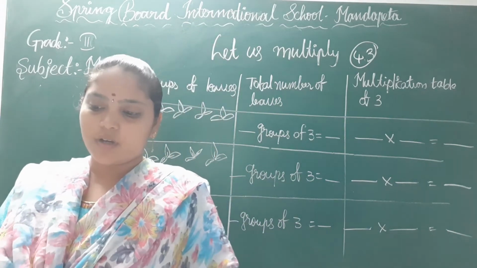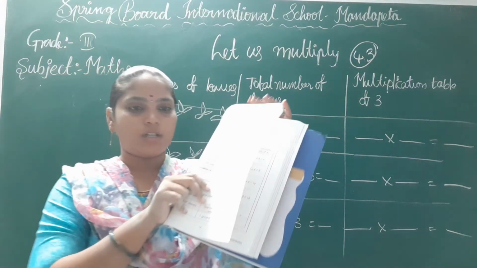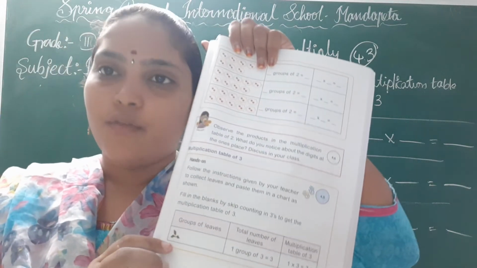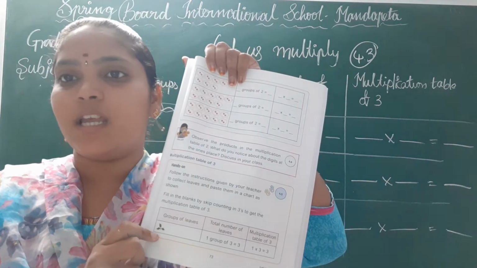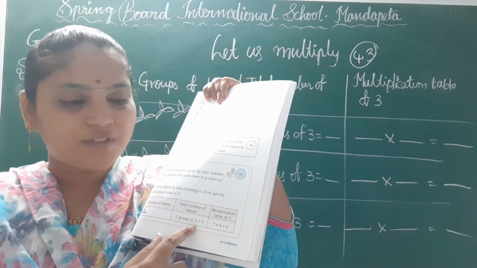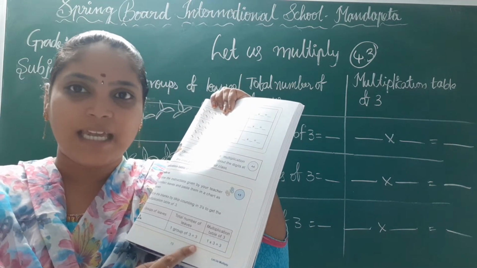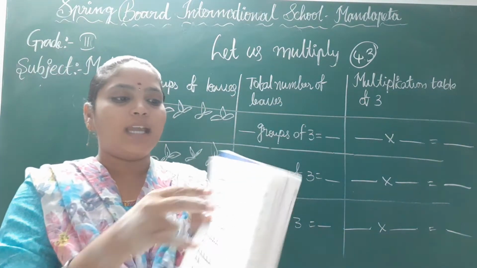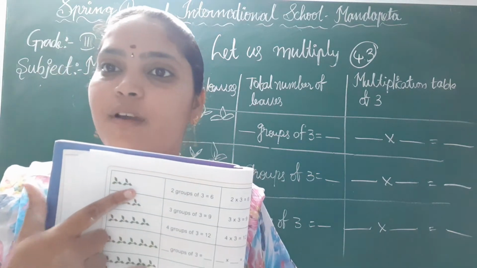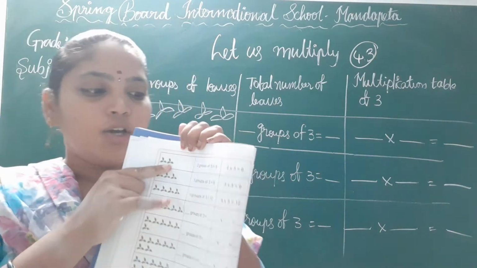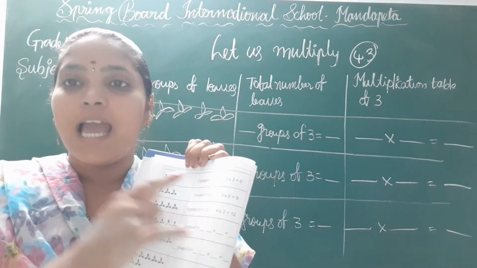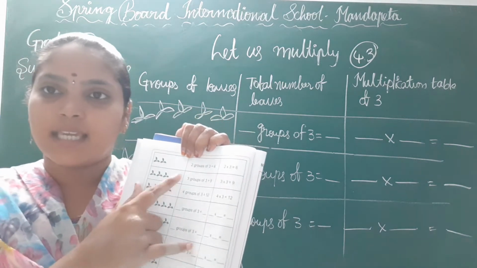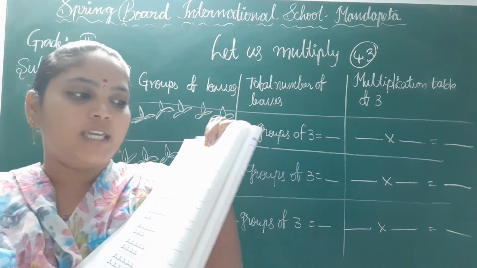Okay children, now observe the 3 table, the multiplication table of 3. First observe, children, how many groups are here? Only one group. In that group, how many leaves are here? 3 leaves. So one group of 3 is equal to 3, and in multiplication, 1 into 3 is equal to 3. Next, in the second, 2 groups of leaves, and each group has 3. So 2 groups of 3 is 6, and 2 into 3 is 6. Next, 3 groups of 3 is 9. 4 groups of 3 is 12.